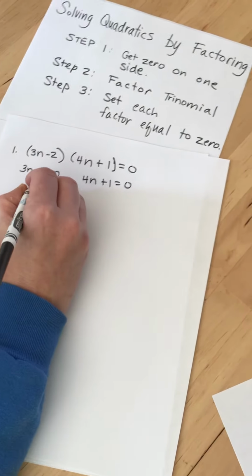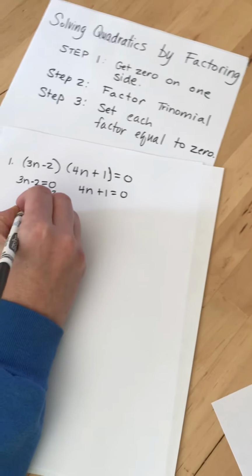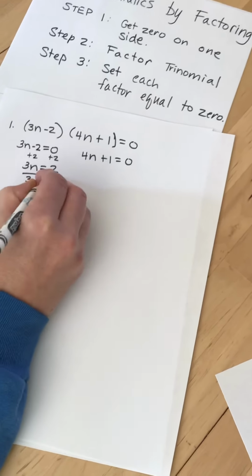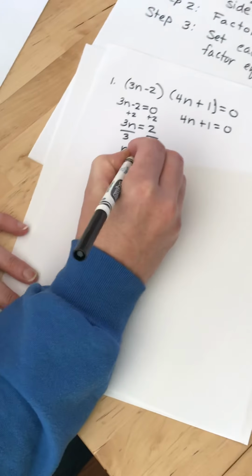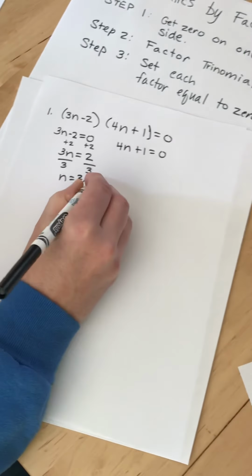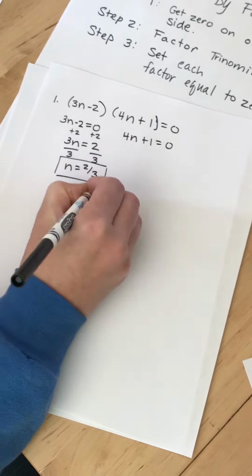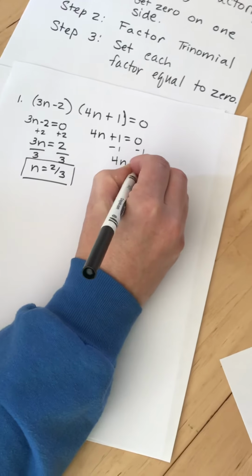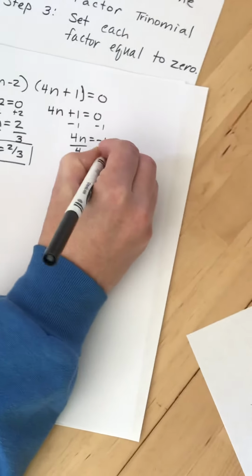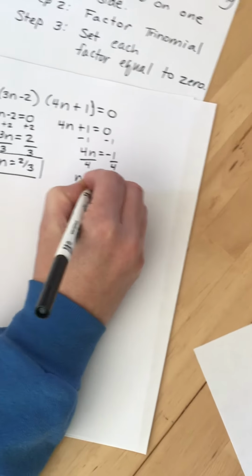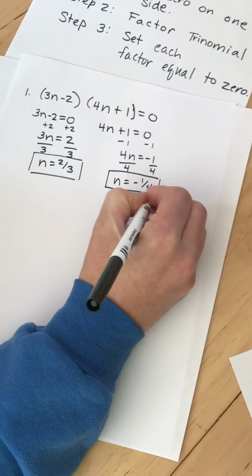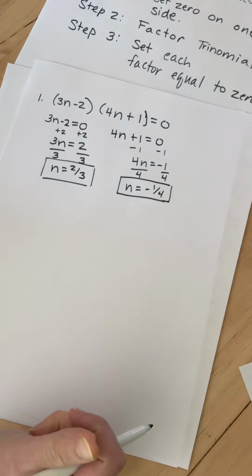So now we solve to get n by itself. Divide both sides by 3. N is 2/3. That's one of our answers. Here, to get n by itself, subtract the 1, divide by 4. So n is -1/4. That's the other answer. So those are the two answers that would make that true.